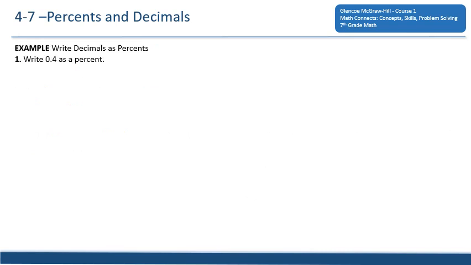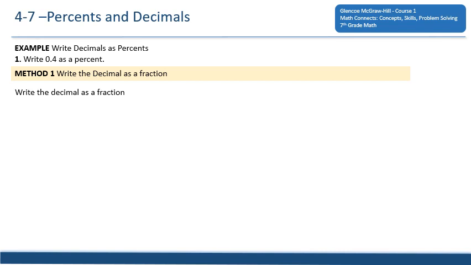Write decimals as percents. Write 0.4 as a percent. Method 1: write the decimal as a fraction. 0.4 equals 4 tenths, and as a fraction we wrote it as 4 tenths, or we could do 40 over 100. Then write the fraction as a percent. So we get 40%.